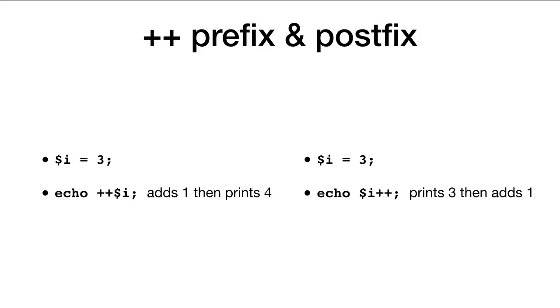Now, there are actually two forms of this in PHP. On the left here, we're saying I gets 3, and then we're saying echo ++ variable I. And so what that'll do is it'll add 1 to I, and then print out 4. On the right then, we have the version that we're more familiar with. So again, I gets 3. But if we say echo I++, this prints 3 and then adds 1.